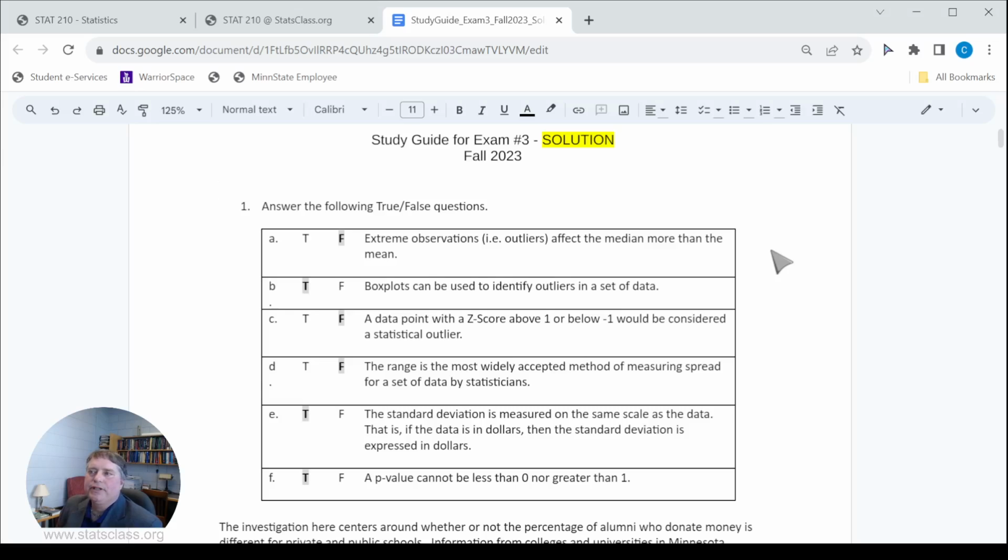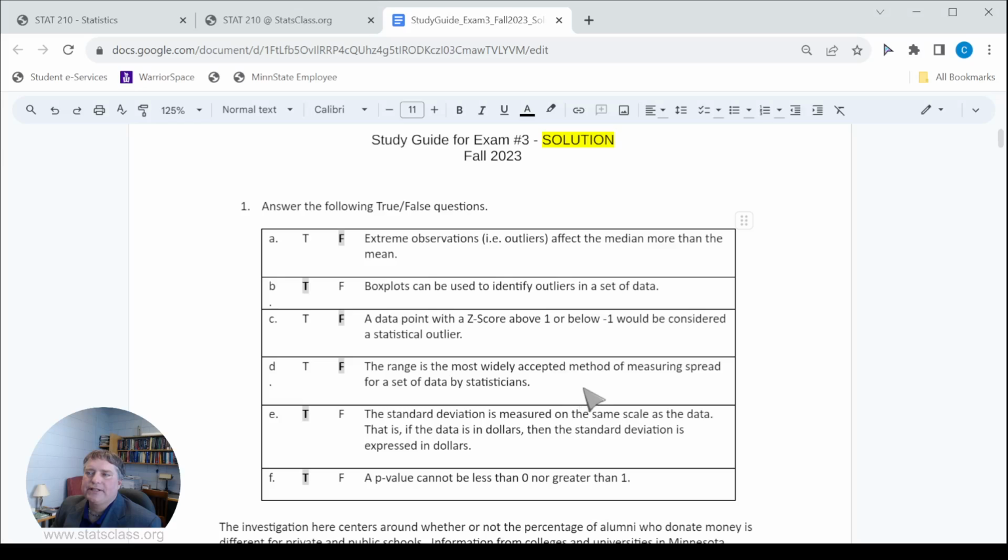Box plots are used to identify a set of outliers in a data set. That's true. We have box plots and we have z-scores being used to identify outliers. The next one is about z-scores. A z-score above 1 or below -1 would be considered a statistical outlier. That's going to be false. The cutoffs are 2 and -2, so not 1 and -1. We definitely talked about this in class.